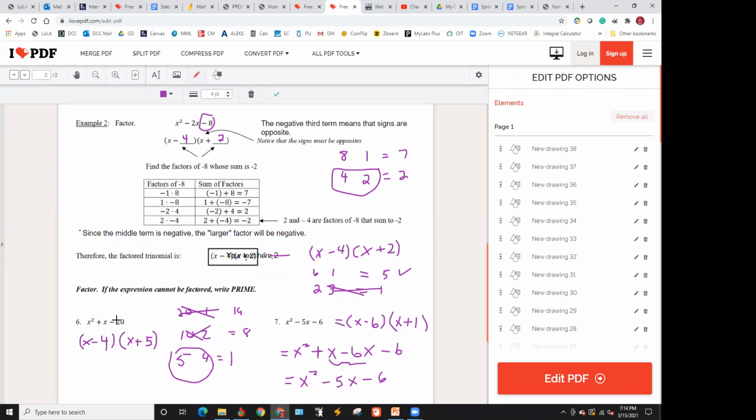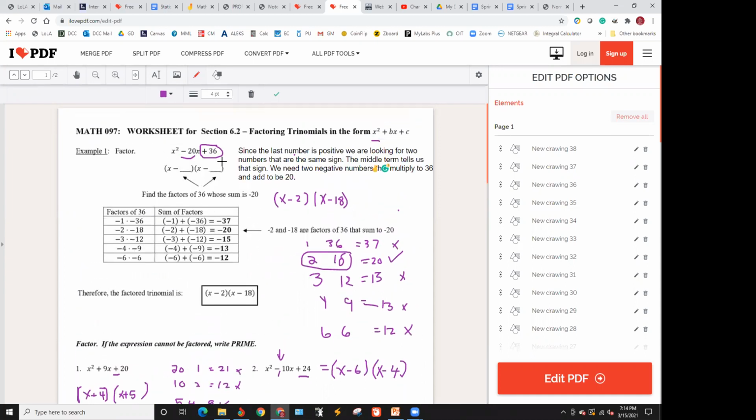That's the only way for that to happen. When we were up here, we knew they had to be the same sign, because either two positives or two negatives both give you a positive 36. And then the middle term tells you what the sign has to be.